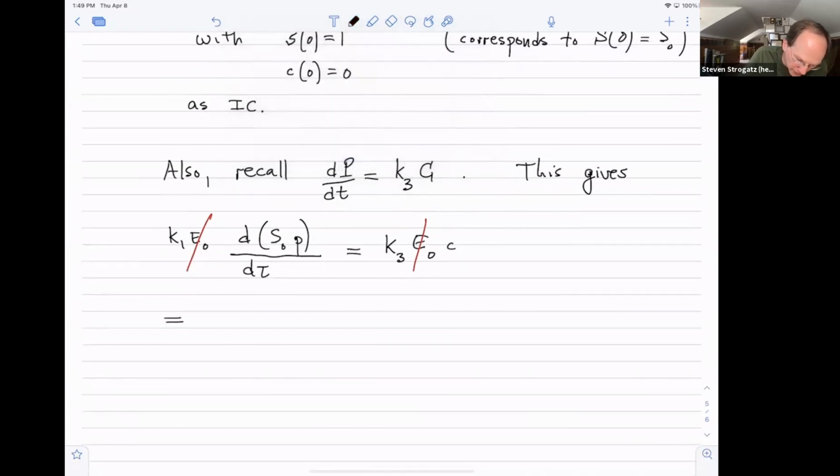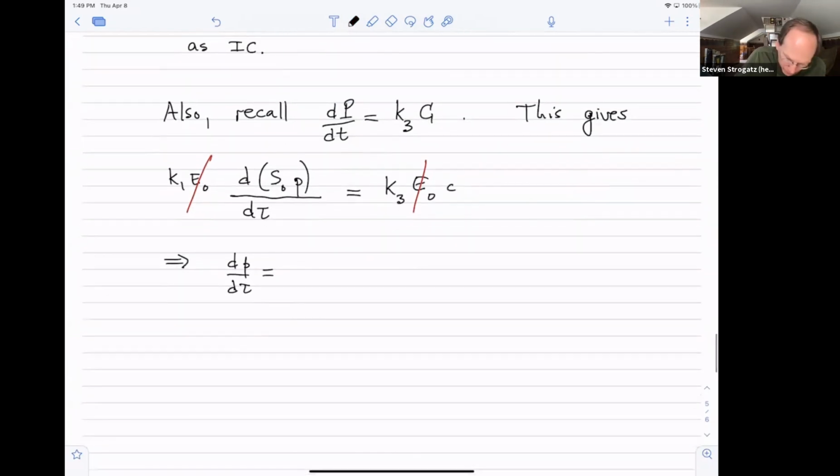And so this tells us that the rate of production dP d tau is, let's see, K3 over K1 S0 times lowercase c.